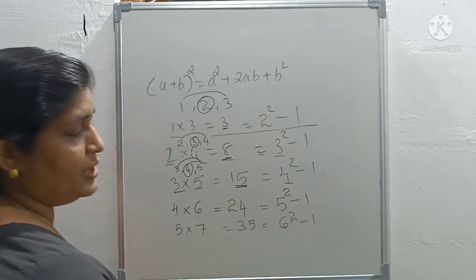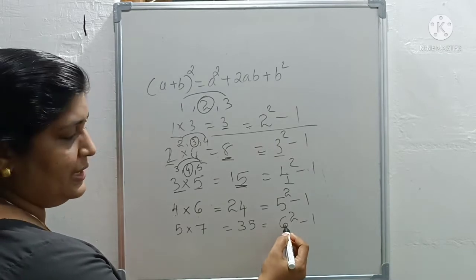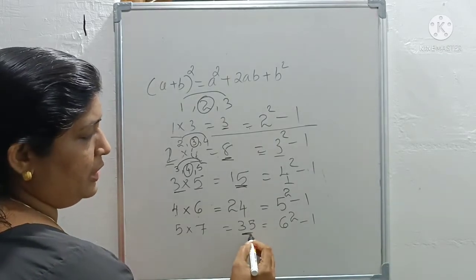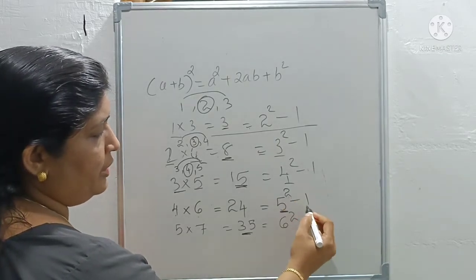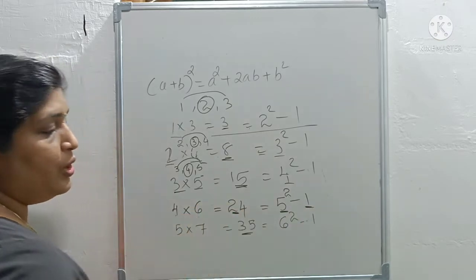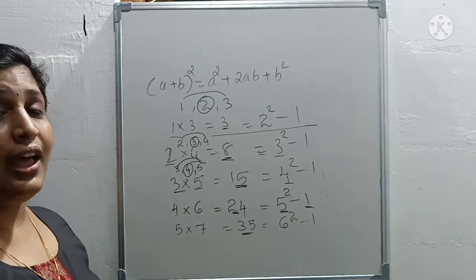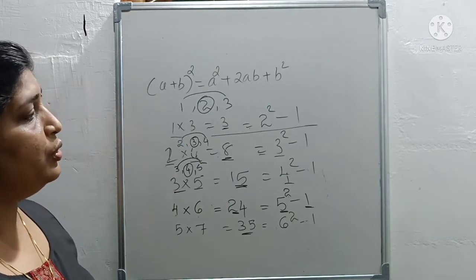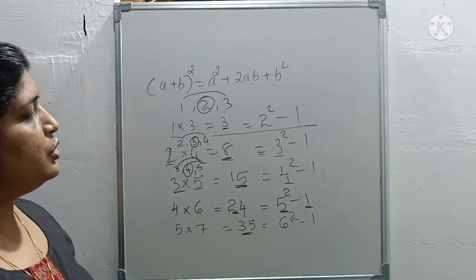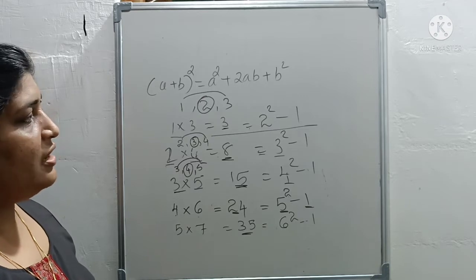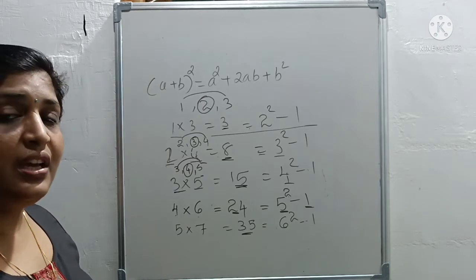What is 6 square minus 1? 6 square is 36, minus 1 is equal to 35. 5 square is equal to 25, 25 minus 1 is equal to 24. Okay, so this is an interesting pattern, and next we are going to explain why this happens using algebra.